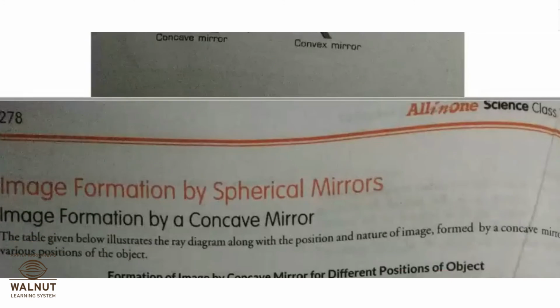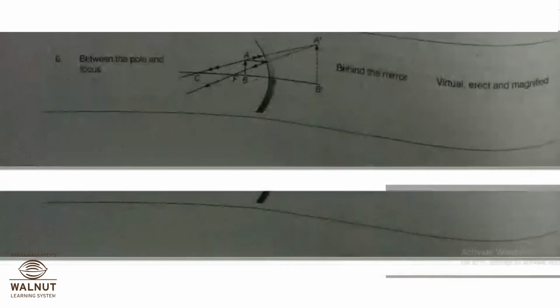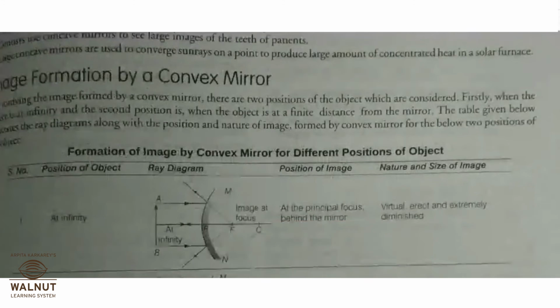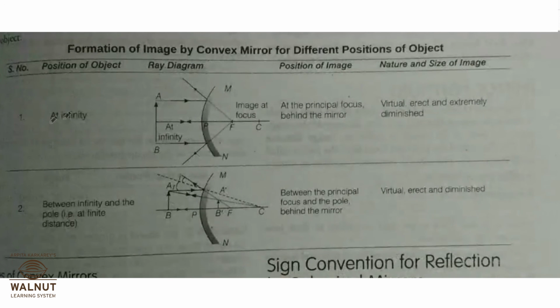Okay, and just now we saw the image formed by a convex mirror, so that I will also tell you. If the object is at infinity, then the position of the image is at the principal focus behind the mirror. The nature and size of the image will be virtual, erect, and extremely diminished, that is, a point-size image will be formed. If the object is between infinity and the pole, that is at a finite distance, then the position of the image will be between the principal focus and the pole behind the mirror. It will be virtual, erect, and diminished.